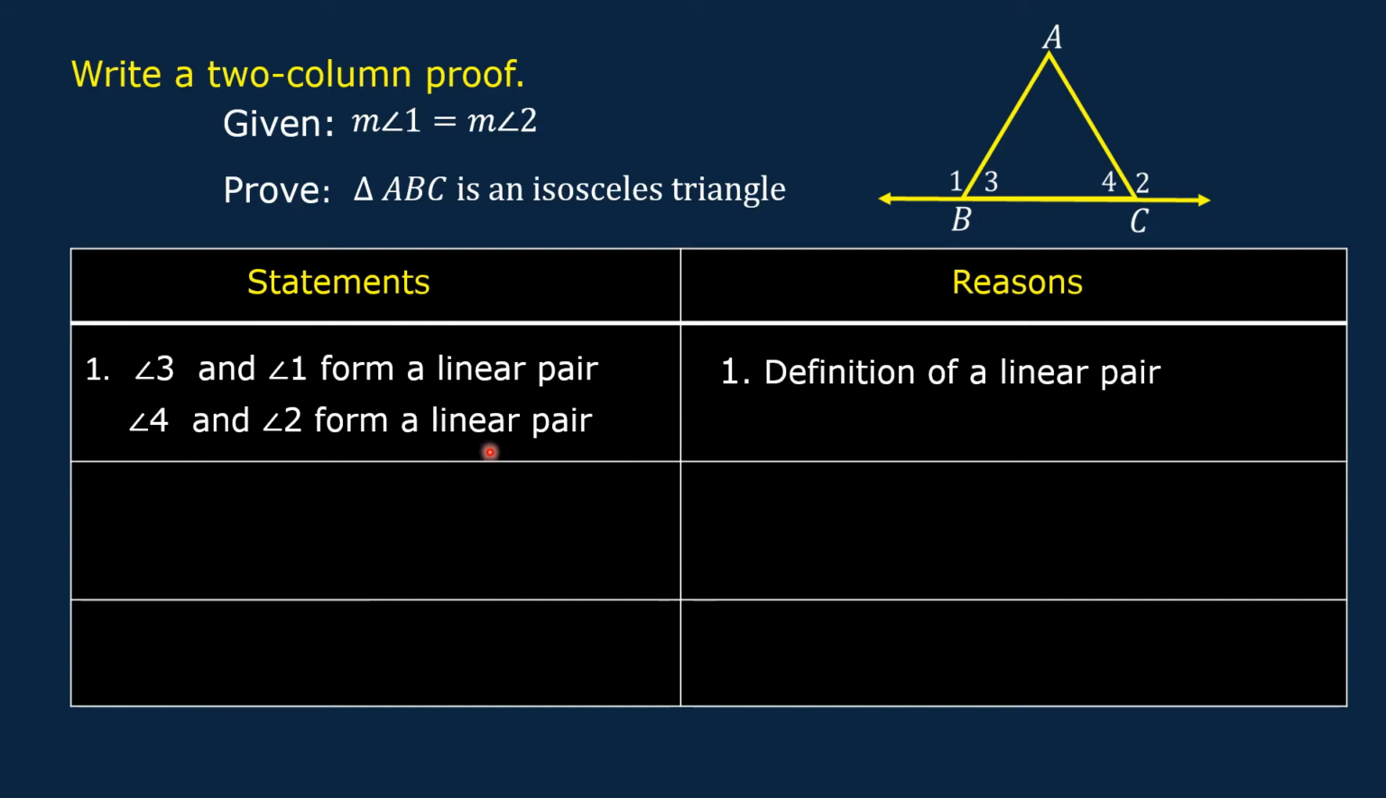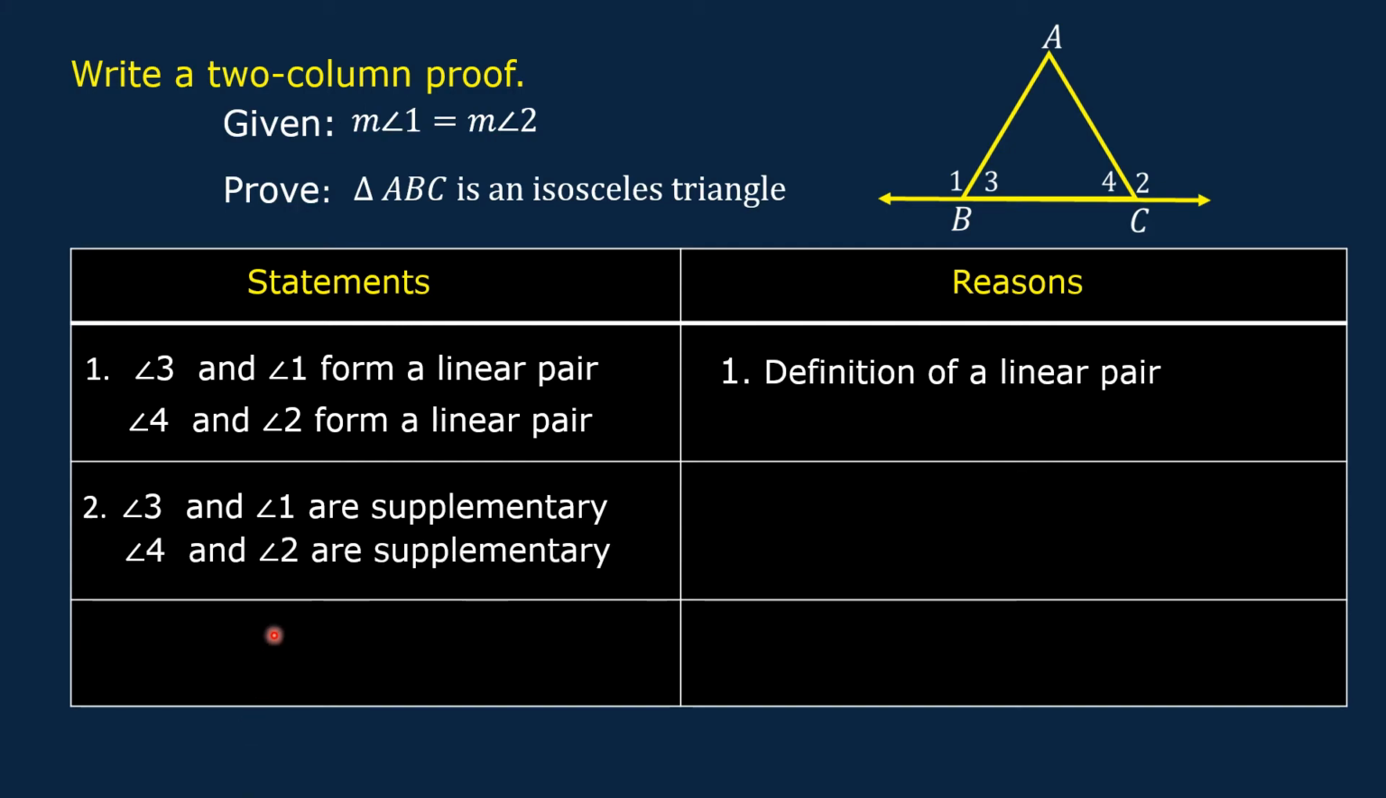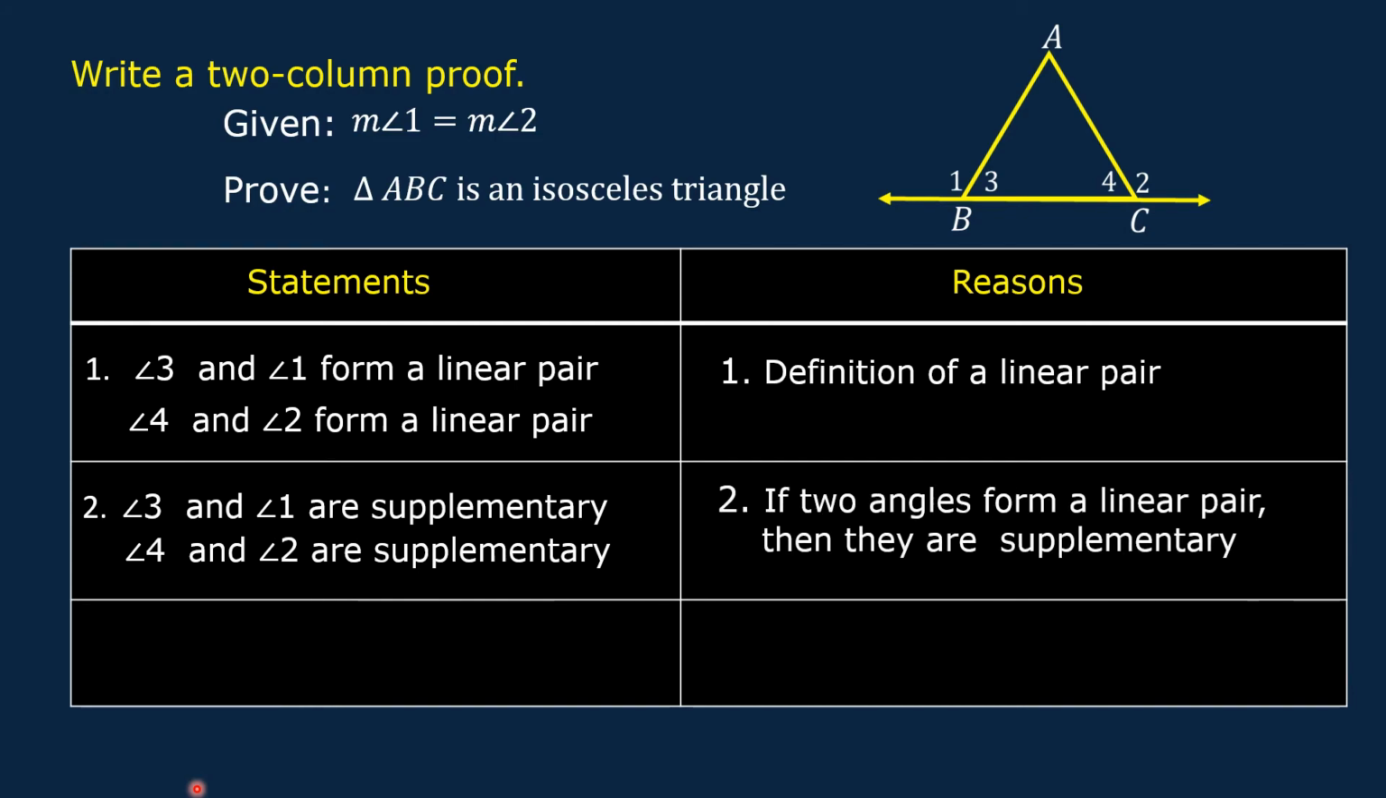Because angle 3 and angle 1 form a linear pair, and angle 4 and angle 2 form a linear pair, as we said a while ago, then we can say that angle 3 and angle 1 are supplementary, and angle 4 and angle 2 are supplementary. The reason, if two angles form a linear pair, then they are supplementary.